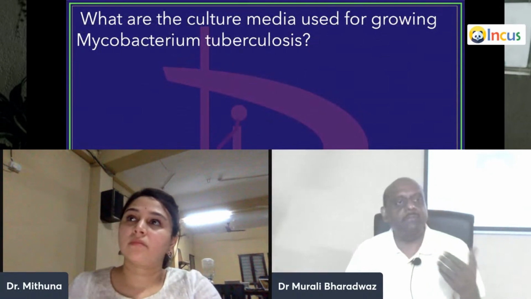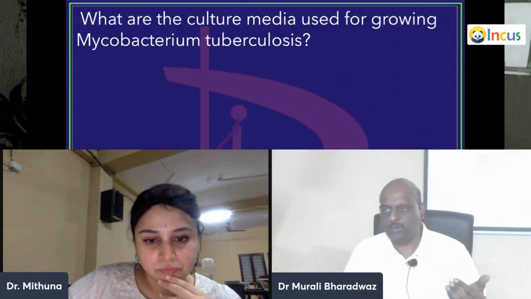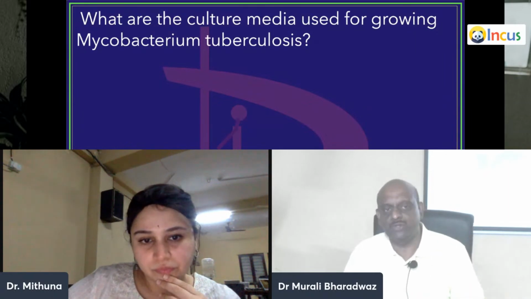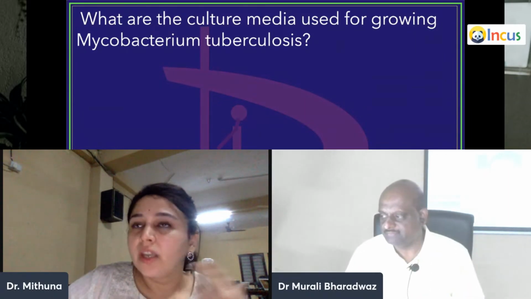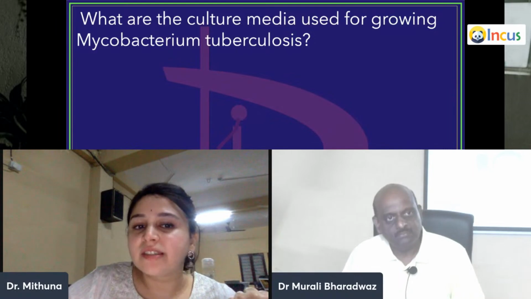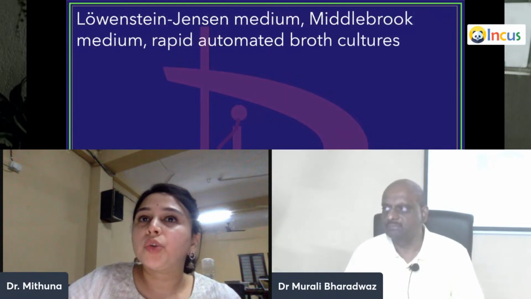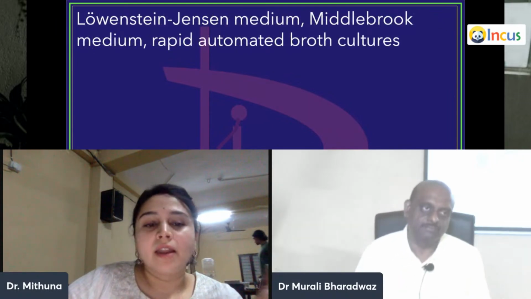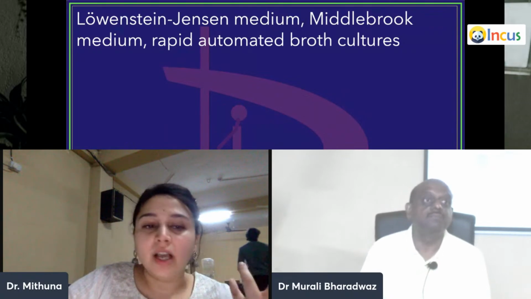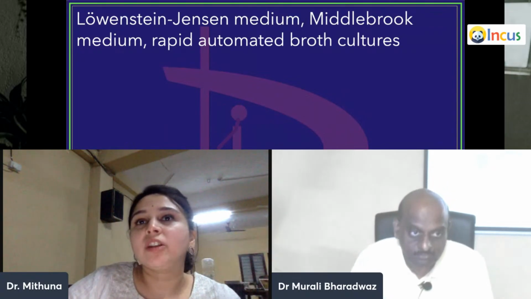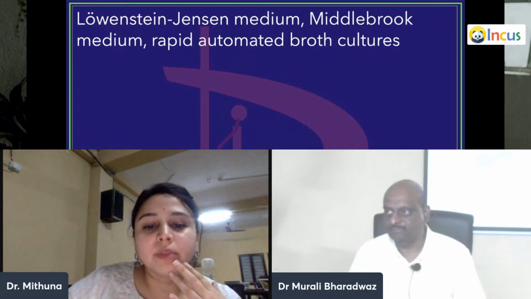What is the culture media used for growing Mycobacterium tuberculosis? It is Lowenstein-Jensen medium, sir. You can also use Middlebrook. And lastly, for broth cultures, we use rapid automated broth cultures for the growth of TB.